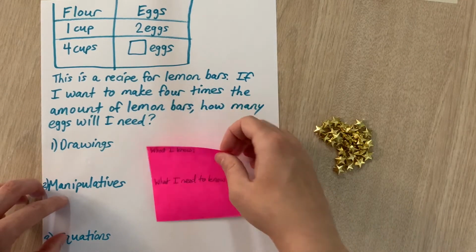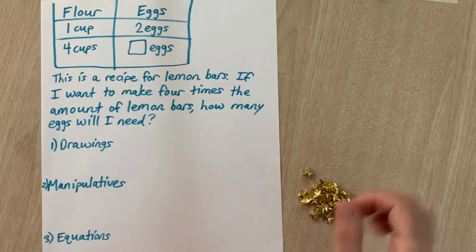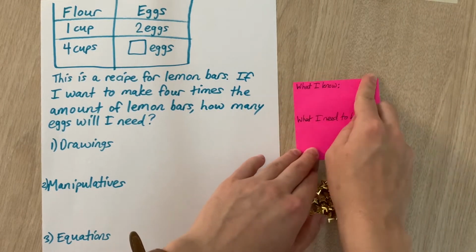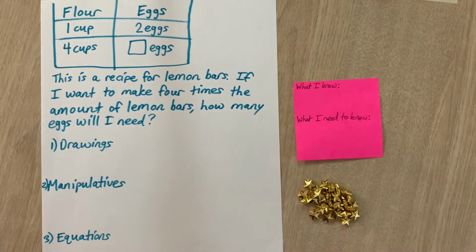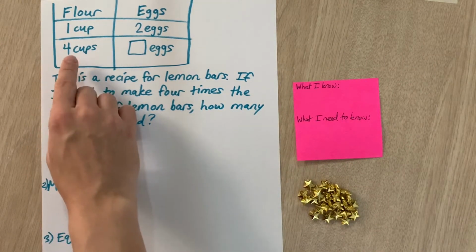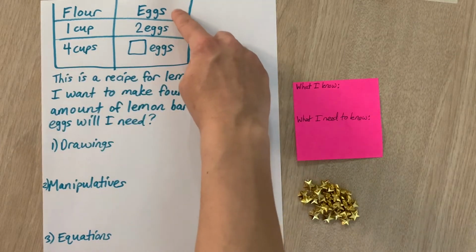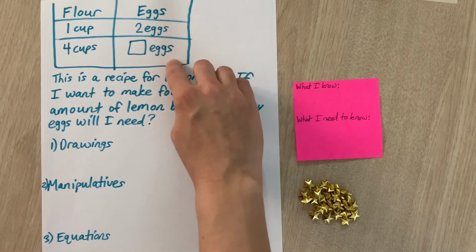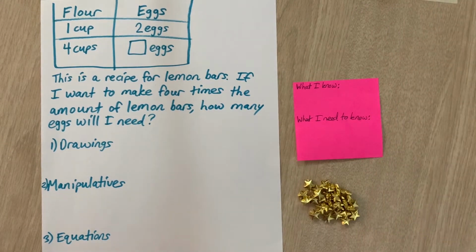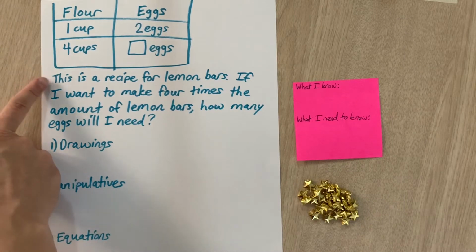Okay, so after you're all done with that, we are going to look at this word problem and try to make some sense of it to be able to tell what I know and what I need to know. Okay, so let's look at the table first. So we have flour, 1 cup, 4 cups, and we have eggs, 2 eggs, and number of eggs. Okay, so it gives us some information right away.